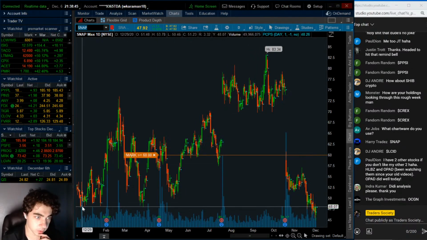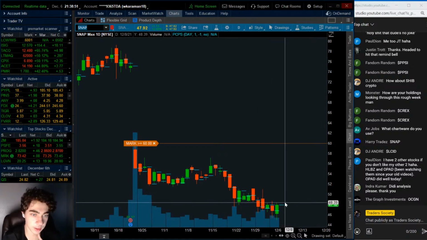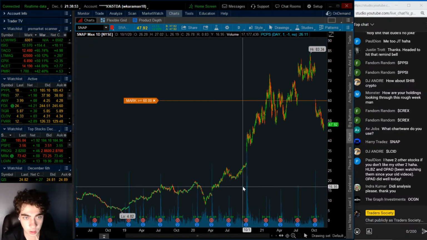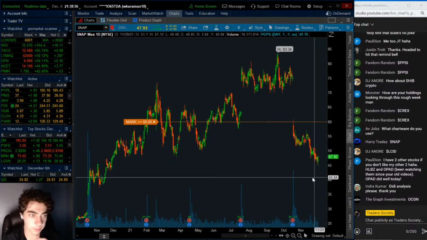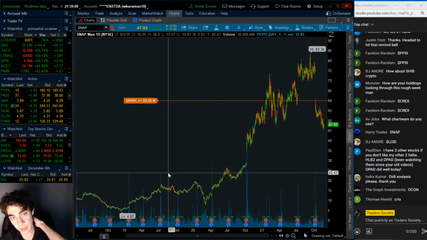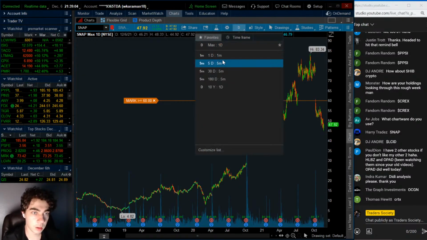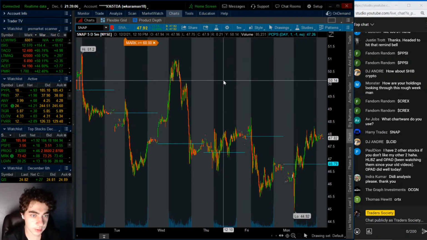There's just so much support right here at 48. Now it's been cracking and trying to turn it into resistance. This one has been really tough. I think for the long term, like 75 won't be a problem. As of now, though, it's really tough.